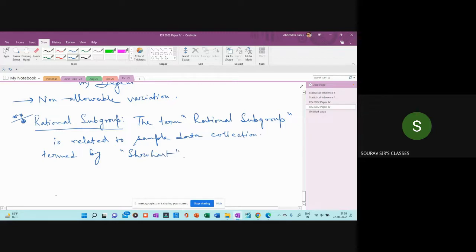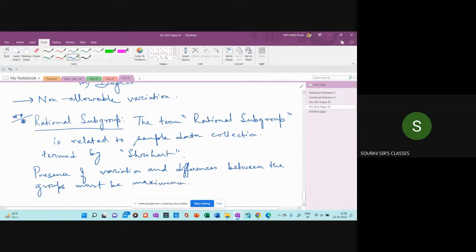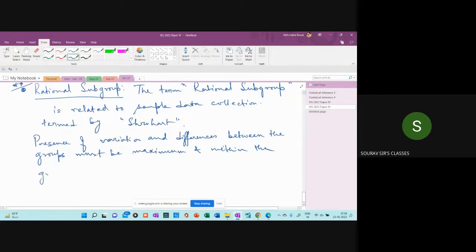What he said is that the presence of assignable causes or variation and differences between the groups must be maximum, and within the groups must be minimum.